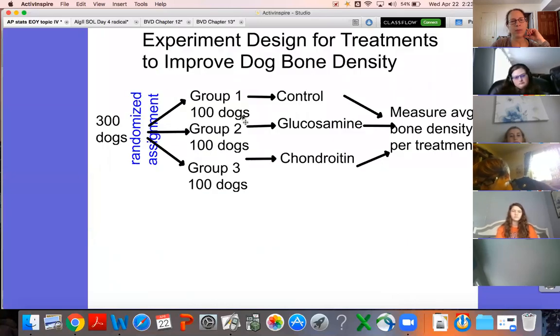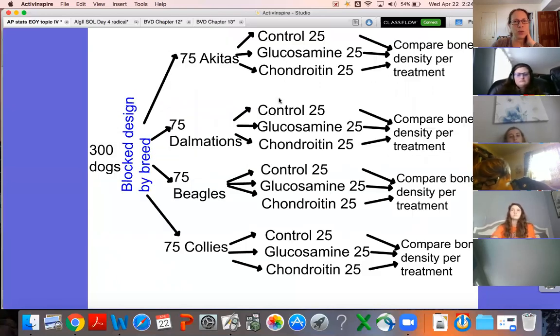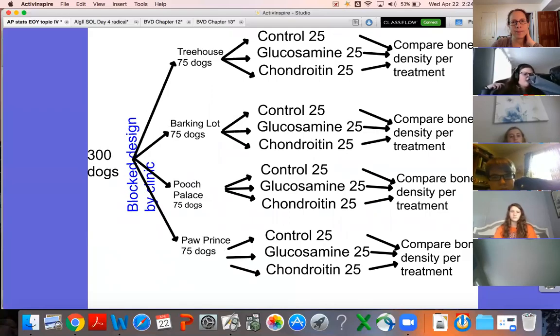And remember, we did the dogs, and we said that when you did a completely randomized design, it was hard to find out bone density because each of the breeds had such different bone densities themselves. So when we did it by breed, we got a much better reading. And remember, you only compare within the blocks. You don't compare these 3 treatments to these 3, to these 3, to these 3. You only compare within the block. And it made no sense to do it by clinic because clinic had nothing to do with breed density. So we said this was a bad design.